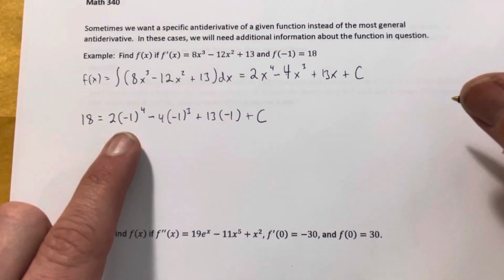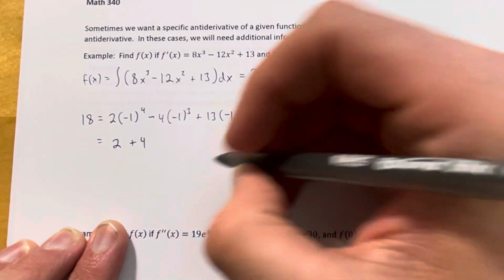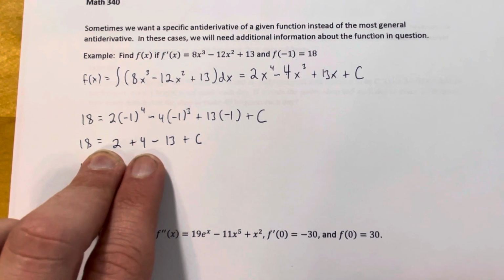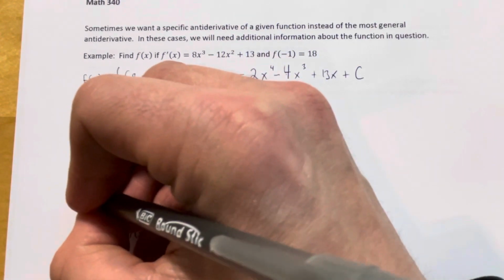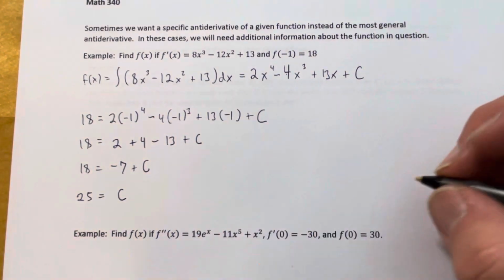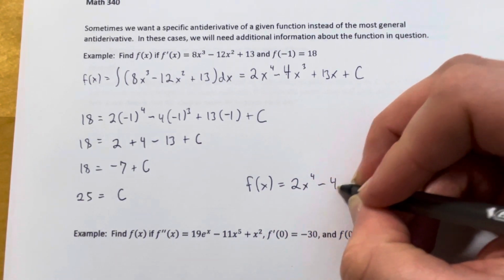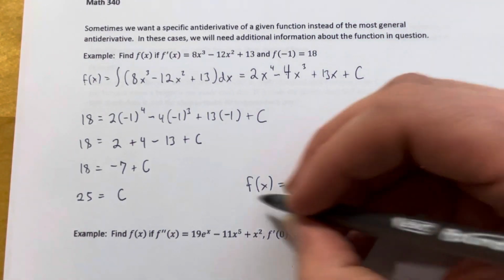Okay, let's work this out. So negative 1 to the fourth power is 1 times 2, that would be 2. Negative 1 cubed is negative 1 times negative 4 is positive 4. And then this would become minus 13 plus c. So 18 is equal to that. 2 plus 4 is 6. Minus 13 would be negative 7. So I have negative 7 plus c. Add 7 to both sides. c is equal to 25. So what I'm going to do is take that, put that in for the c here, and that's going to be my answer. f of x is equal to 2x to the fourth minus 4x cubed plus 13x plus 25.